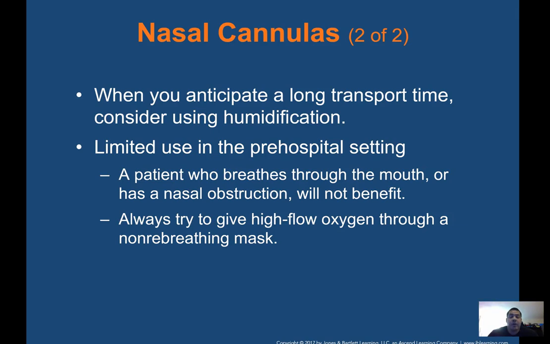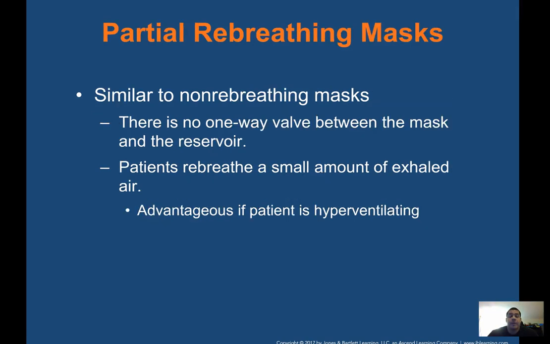Always try to give high flow oxygen through a non-rebreathing mask. So anytime you're going to give more than 6 liters per minute, put them on a non-rebreather. Partial rebreathing mask. Similar to a non-rebreathing mask, there is no one-way valve between the mask and the reservoir. Patients rebreathe a small amount of exhaled air. Advantage if patient is hyperventilating.